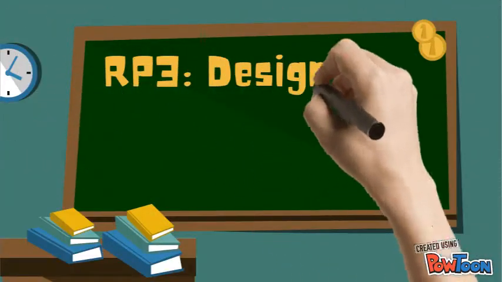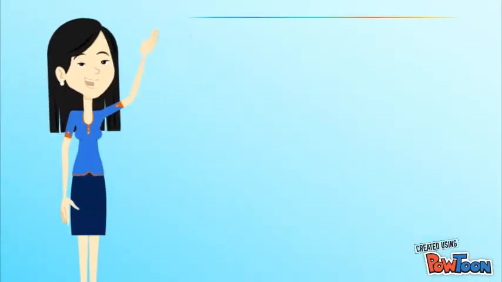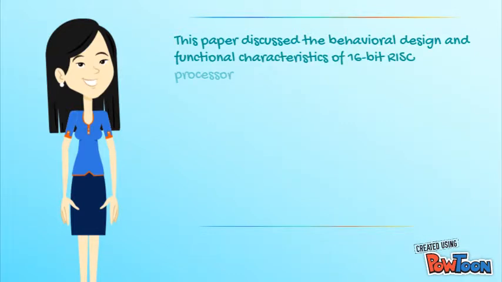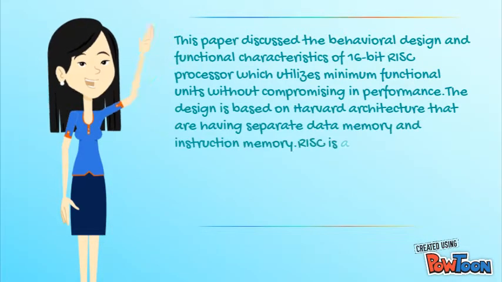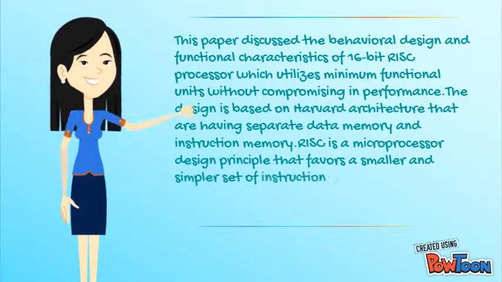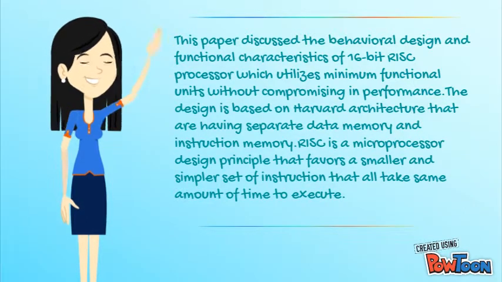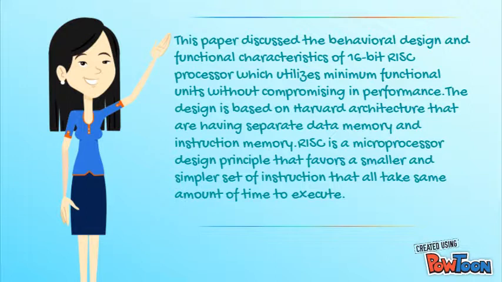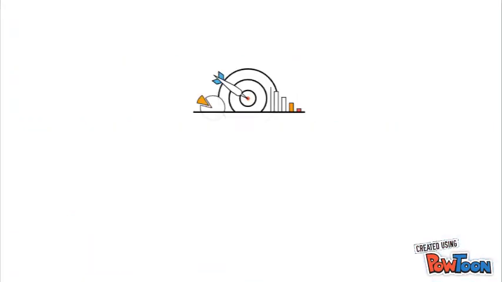Review Paper 3. Design of 16-bit RISC processor. This paper discussed the behavioral design and functional characteristics of a 16-bit RISC processor which utilizes minimum functional units without compromising performance. The design is based on Harvard architecture, which has separate data memory and instruction memory. RISC is a microprocessor design principle that favors a smaller and simpler set of instructions that all take the same amount of time to execute.